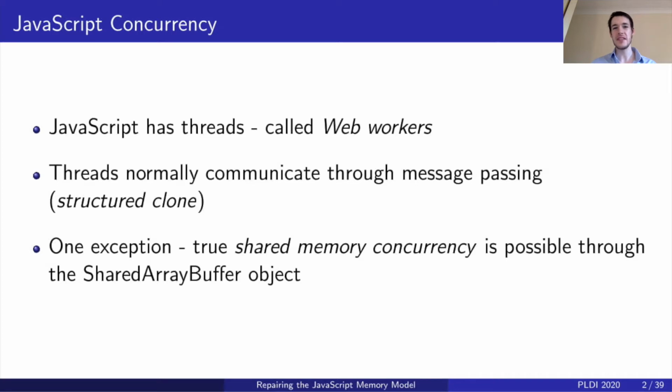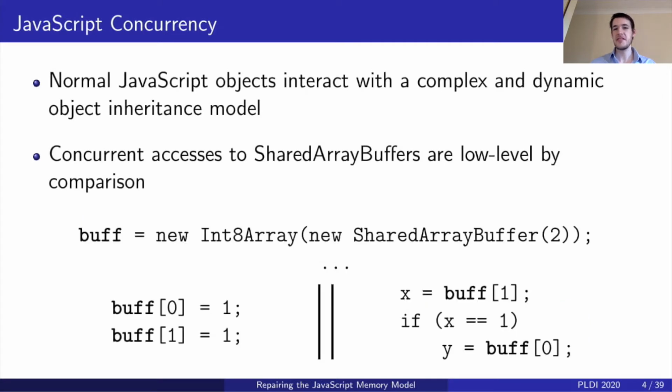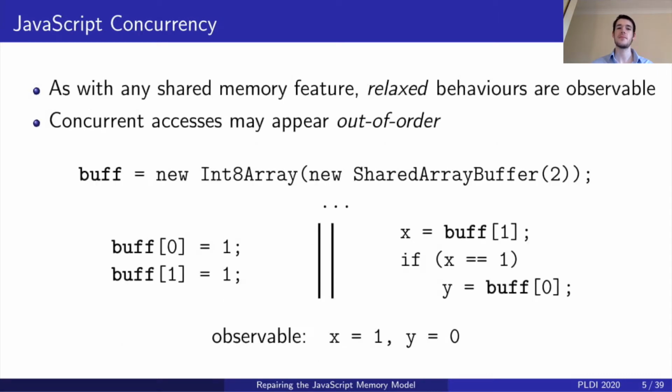However, JavaScript does provide access to true shared memory concurrency through the shared array buffer object. Most JavaScript objects interact frequently with JavaScript's complex dynamic behavior and inheritance model. However, shared array buffers are incredibly simple and low level. When you declare a shared array buffer in JavaScript, you are literally allocating a simple linear buffer of raw bytes. References to this buffer can then be sent to multiple threads which can access the buffer concurrently. These accesses themselves are very low level, generally corresponding pretty precisely to individual accesses in the underlying architectures.